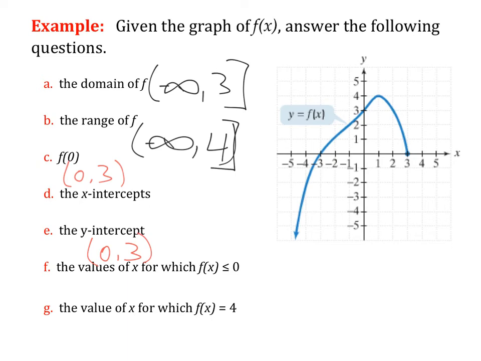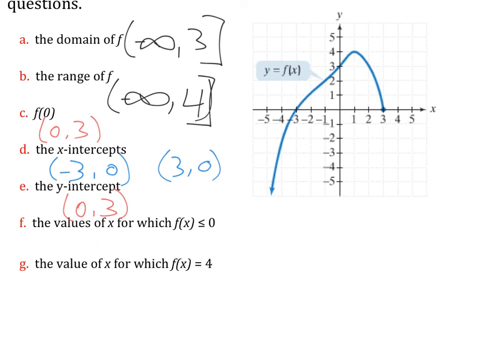Next up, x-intercepts. Right here at negative 3 and here at positive 3. So I'd have negative 3, 0 and positive 3, 0. The values of x for which f of x is less than or equal to 0. Okay, so this one's going to be kind of funky.